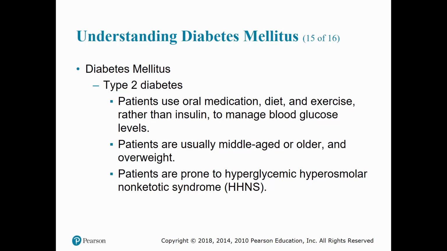Type 2 diabetics usually do not need to take insulin. However, they do have to regulate their diet and exercise and take oral drugs to help the pancreas secrete more insulin or to make the insulin that is secreted more effective in facilitating movement of glucose into the cells. These patients are usually middle-aged, about 30, 40 or greater. They tend to be overweight, and they're also more prone to develop what's called hyperglycemic hyperosmolar nonketotic syndrome, or HHNS.